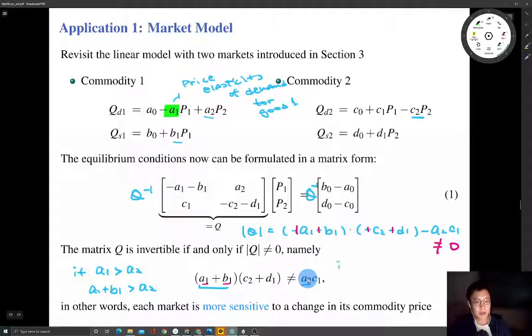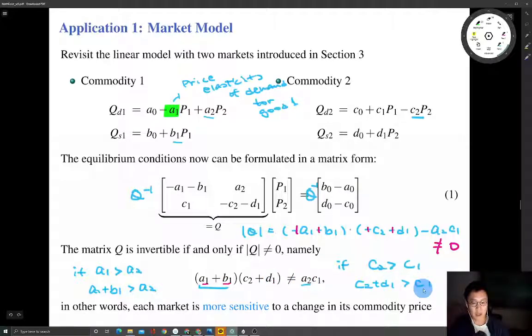Okay? And similarly, if we compare C2 plus D1 and C1, D1 is given by some positive constant. So disregarding D1 for a second, if C2 is larger than C1, then clearly C2 plus D1 will be larger than C1. So as a result, the product of these two, A1 plus B1 times C2 plus D1, will be way larger than A2 times C1. So this condition is met.